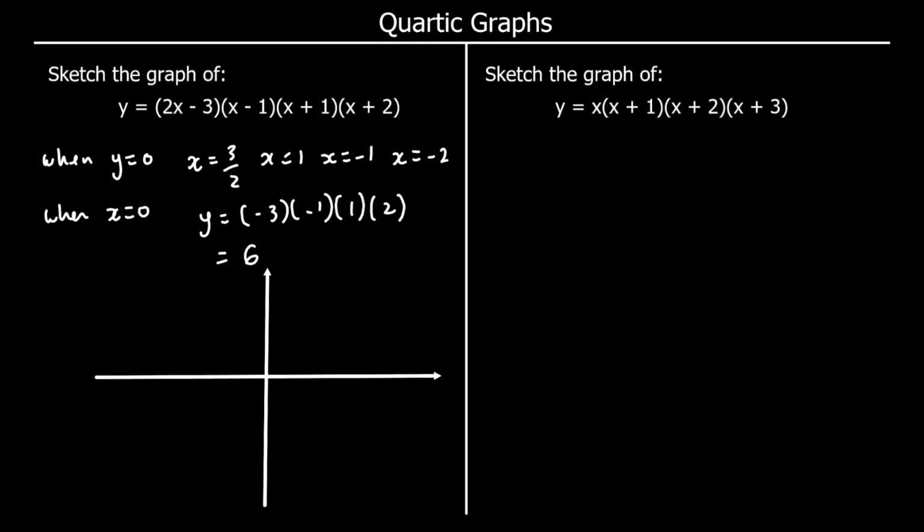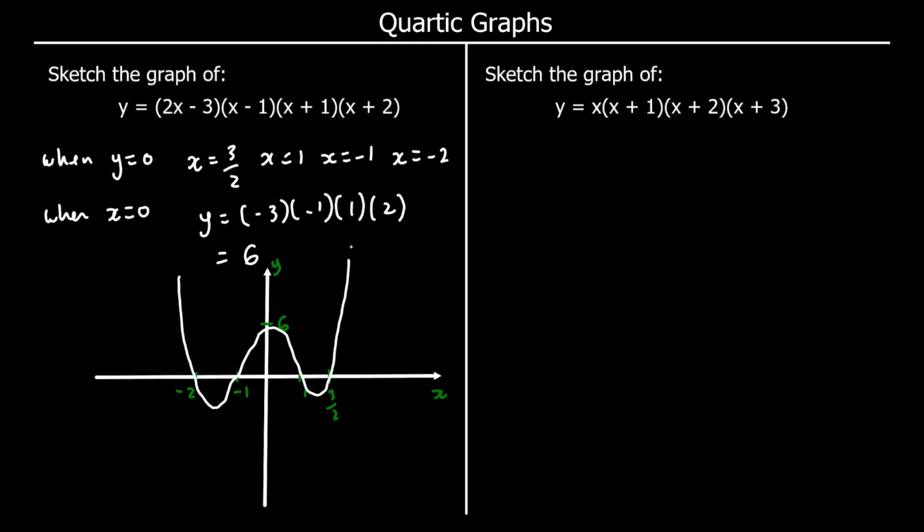So it's crossing at 6 on the y-axis. And then it's at -1, -2, 1, and 1.5 on the x-axis. So it's a positive shape: x times x times x times x, or 2x times x times x times x is 2x to the power of 4. It's a positive 2x to the power of 4. So we have a shape something like that.